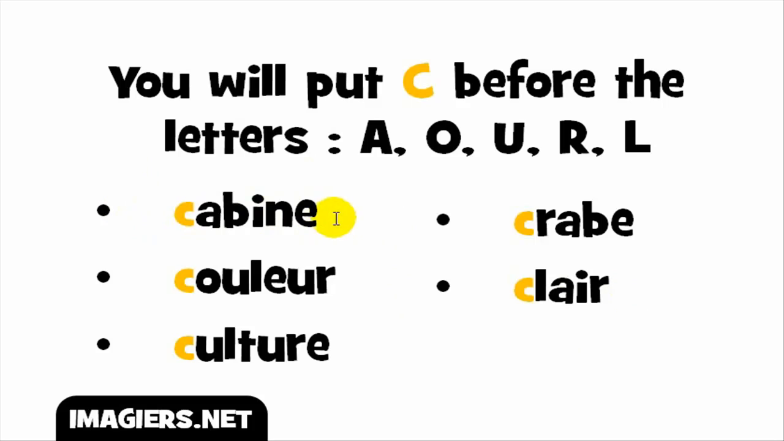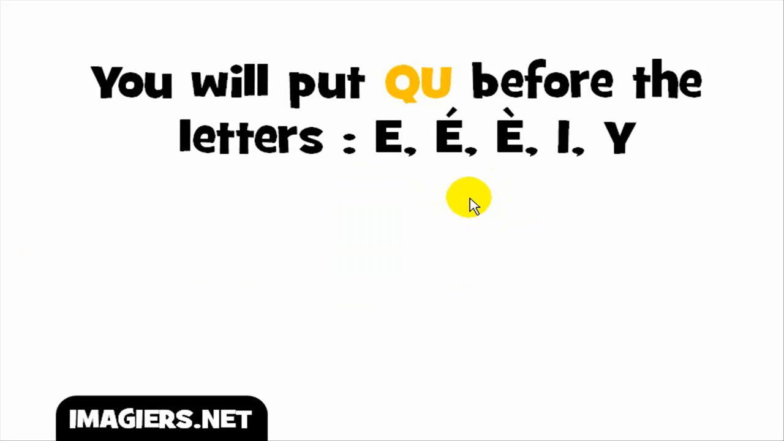All right, so let's see all the words one more time. The first one, cabine, couleur, culture, crabe, clair. Okay, but then we've got another way to write the sound k, especially if we combine it with other letters and these vowels especially. So accent aigu, remember it's the sound E.